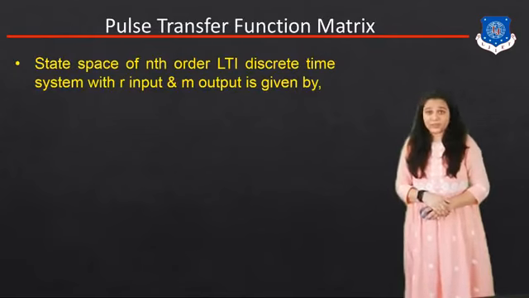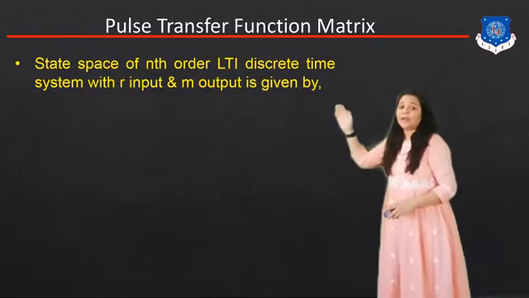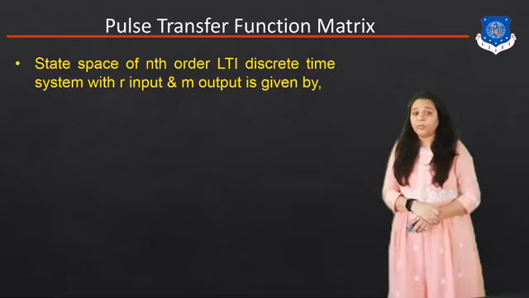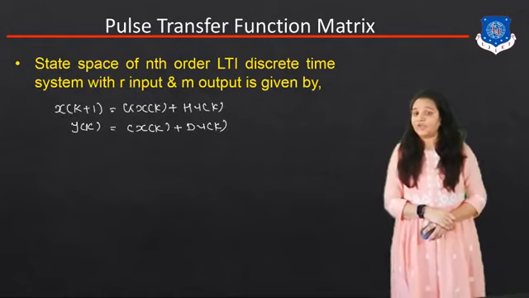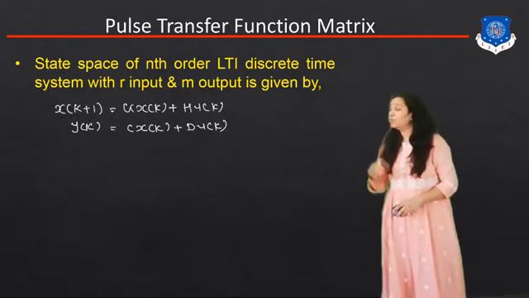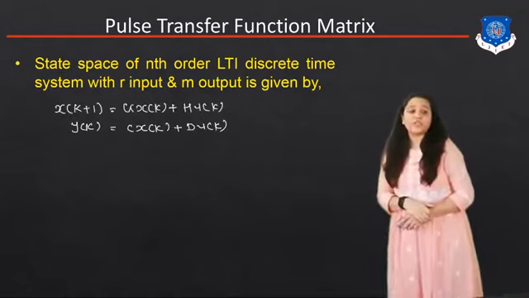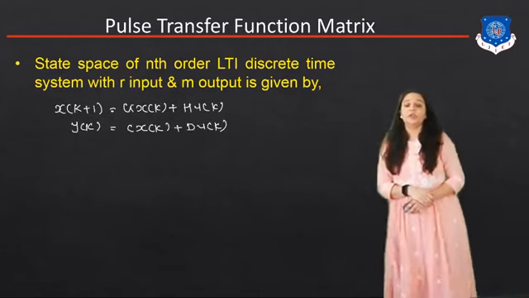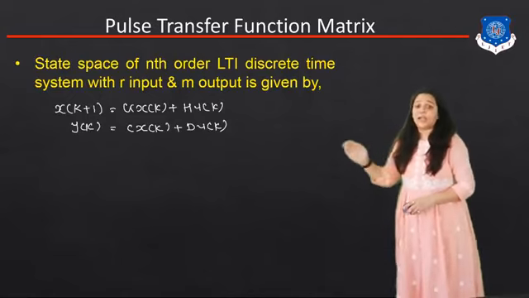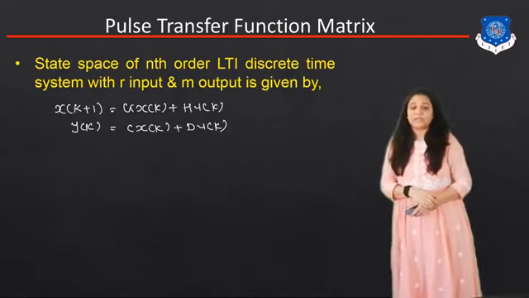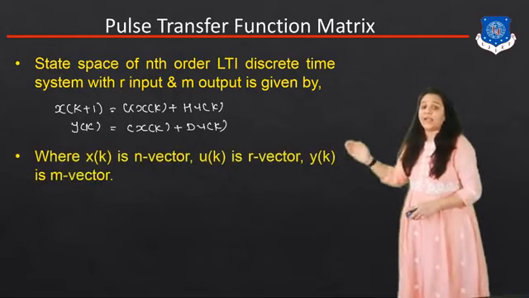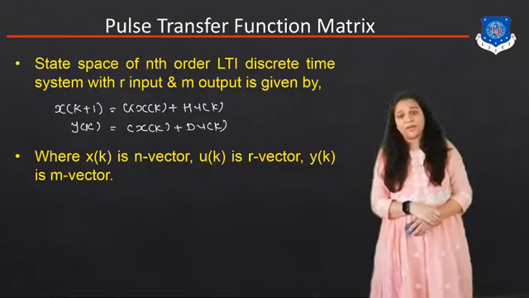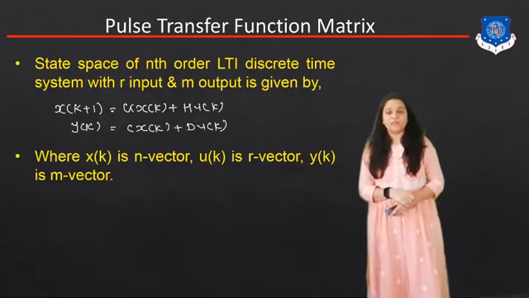The state space of an nth-order LTI discrete-time system with r inputs and m outputs is given by x(k+1) = Gx(k) + Hu(k), and y(k) = Cx(k) + Du(k). We proved this equation in the earlier session. Here x(k) is an n-vector, u(k) is an r-vector, and y(k) is an m-vector.